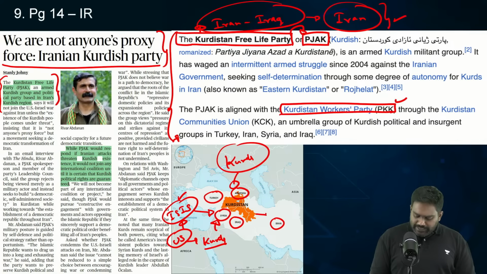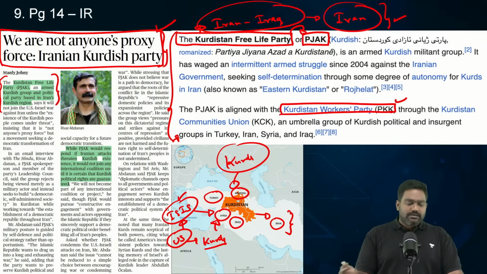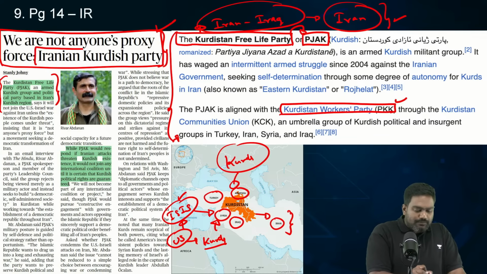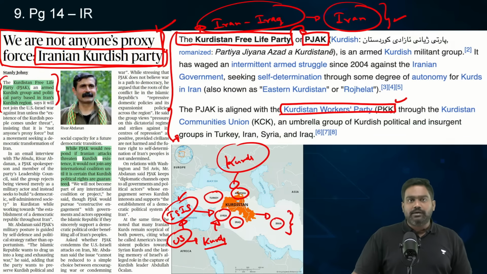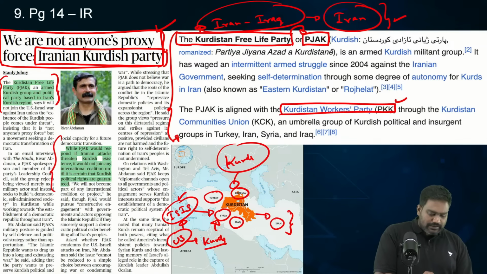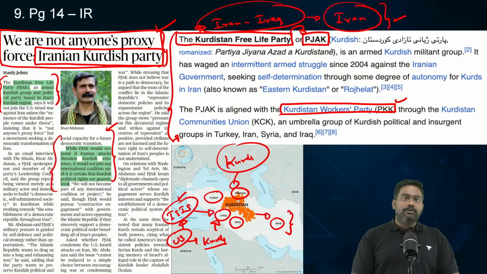But now the leader of PJAK has said that he has no desire to be a proxy of any country. He has said the Kurds are a proud, independent people. While they fight for their independence, they don't wish to become a puppet of any other regime, or just a proxy in a larger geopolitical conflict. So please note the name of this armed group, where the Kurds are present, and the different Kurdish armed organizations that are operating across this region.